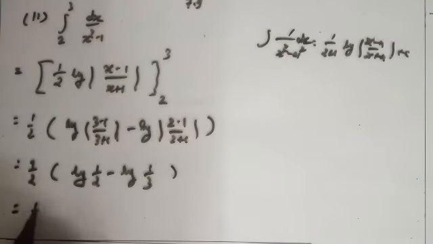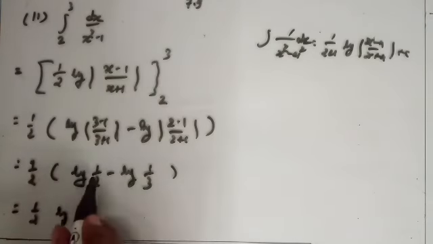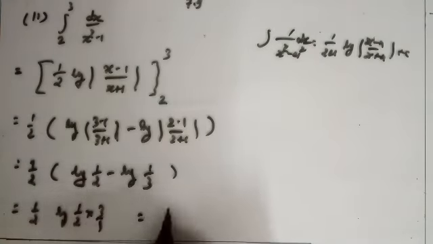So it is equal to 1 by 2, and we know that log a minus log b is equal to log a upon b. So log 1 by 2 upon 1 upon 3, that is 3 upon 2. So it is equal to 1 by 2 log 3 by 2. Answer. Clear?